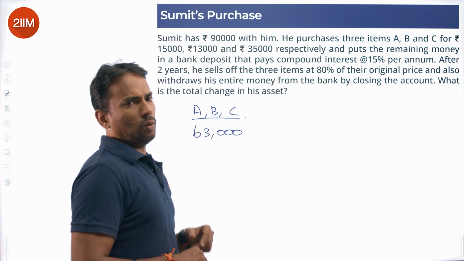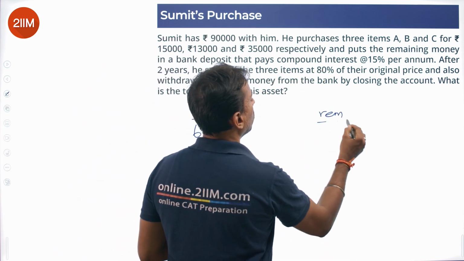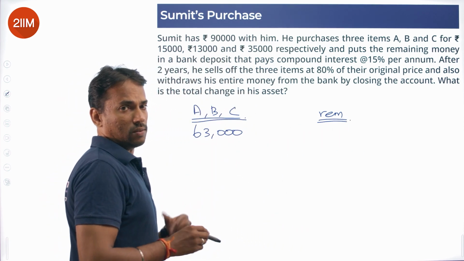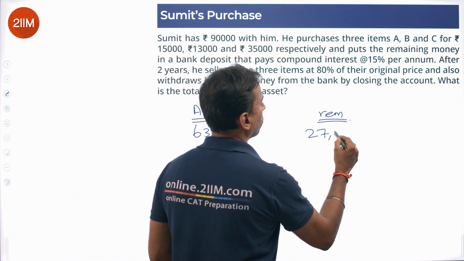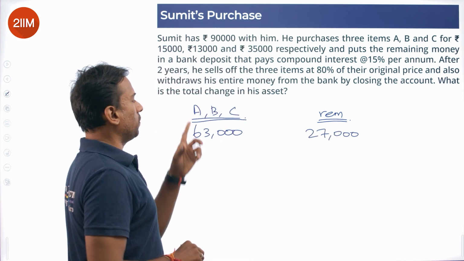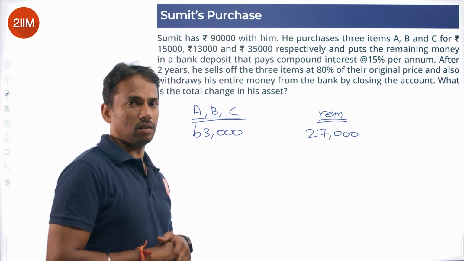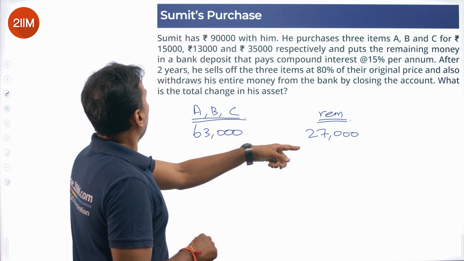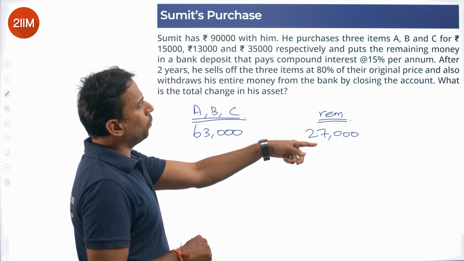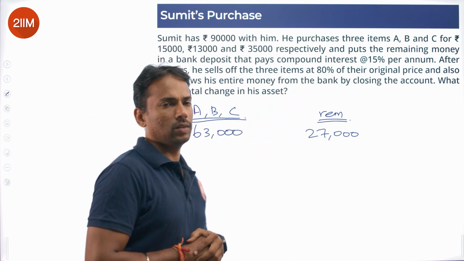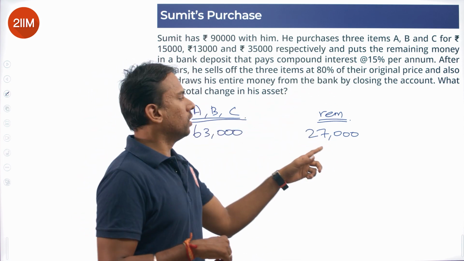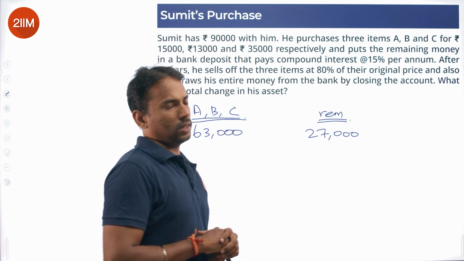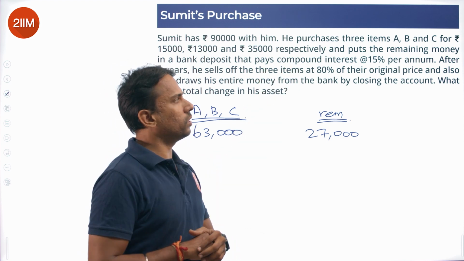And he puts the remaining. The remaining is going to be 90,000 minus 63,000. That's going to be 27,000. So 90 minus 60 is 30, 30 minus 3 is 27,000. He is putting this money in a bank that pays compound interest at 15% per annum. So this is his principal. He is investing it at compound interest.